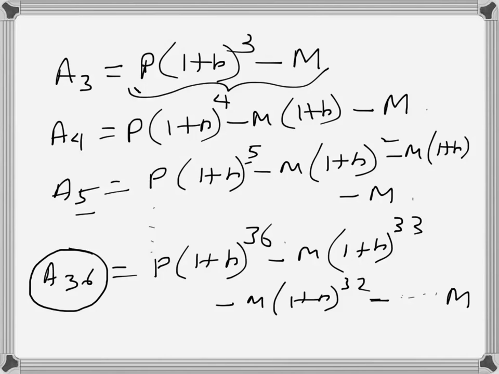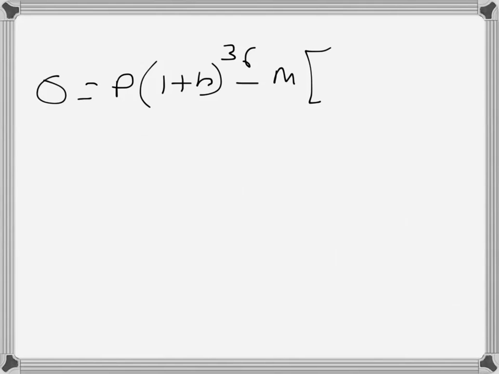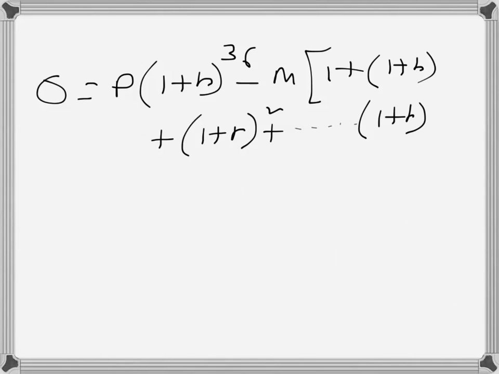So the amount owed will be 0. So A36 will be 0. So the series becomes 0 here: P(1 plus R) to the power 36, and then this one is minus M. If I take M out, this is 1 plus (1 plus R) plus (1 plus R) square plus up to 1 plus R to the power 33.